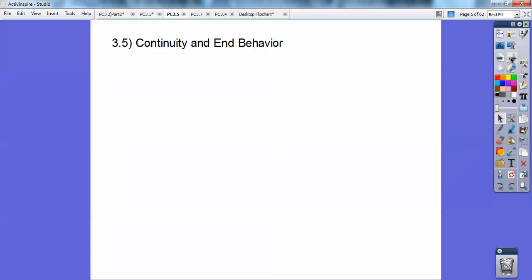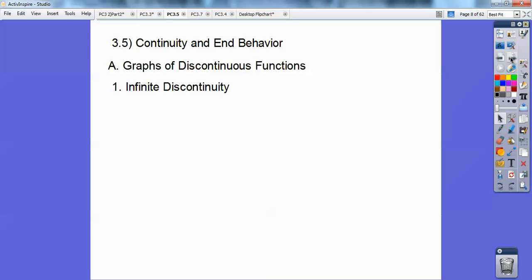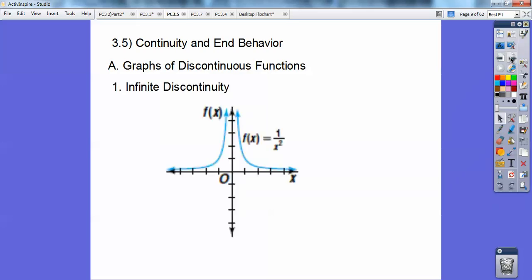Okay, so continuity and end behavior. So graphs and discontinuous functions. Infinite discontinuity. This is a graph that's not continuous because they don't touch each other right here, and they're shooting up to infinity. So that's why it's called infinite discontinuity. They're not continuous, that's the discontinuity, and they're shooting up to infinity.